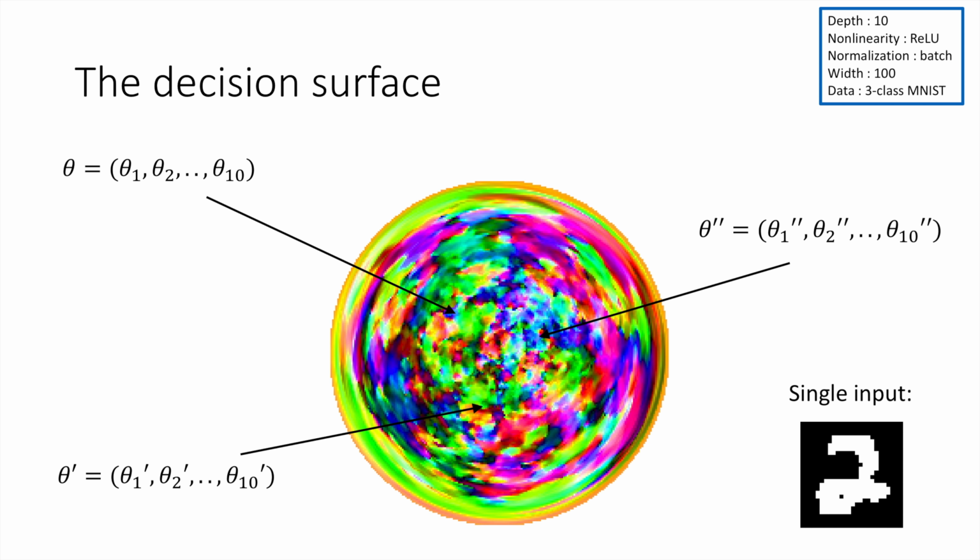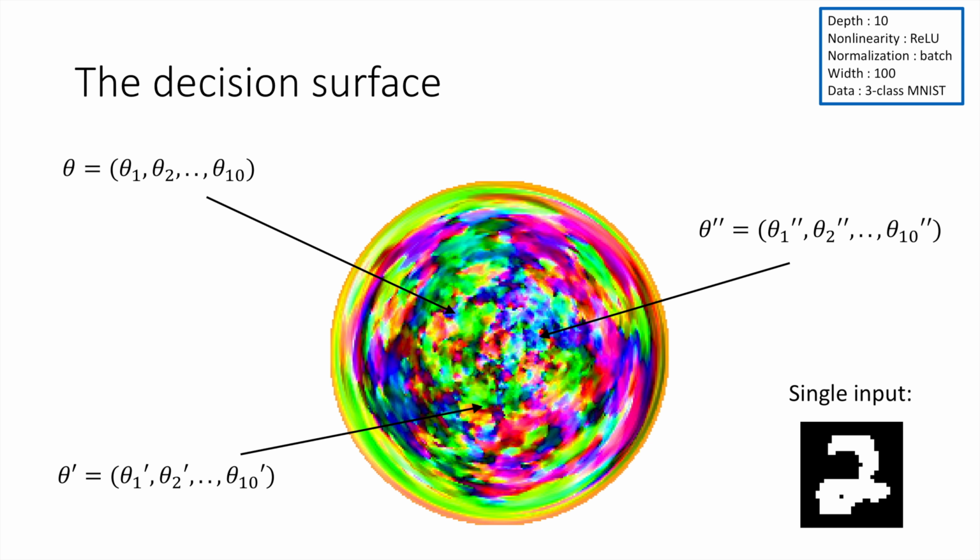To generate a decision surface, we choose a two-dimensional subspace of the parameter space and depict how the output of the network corresponding to this input varies as the parameter value varies within this subspace. The parameter subspace we choose is a sphere. Specifically, we take 3 randomly initialized parameter values theta, theta prime, and theta double prime, and consider the sphere centered on the origin containing those 3 parameter values.